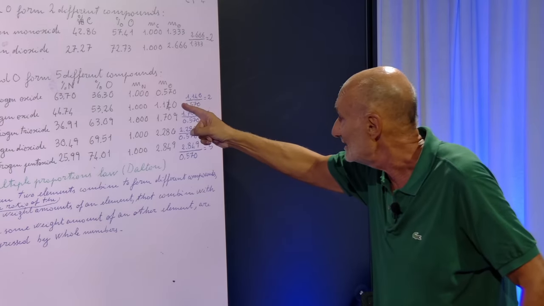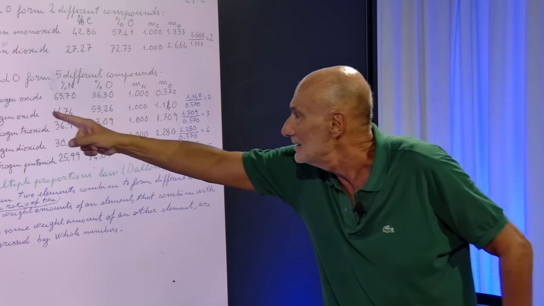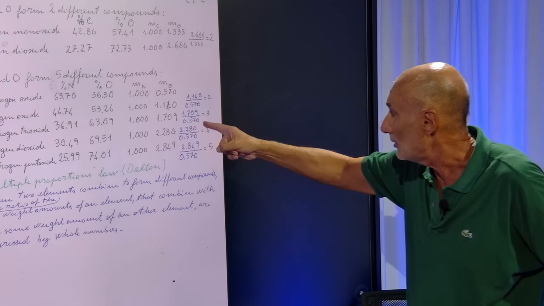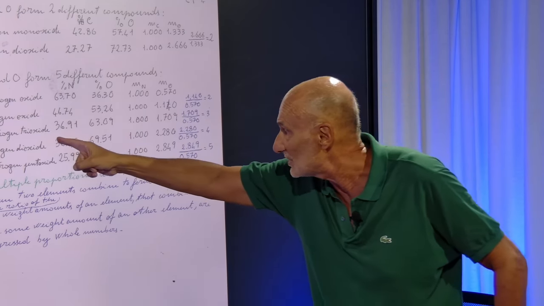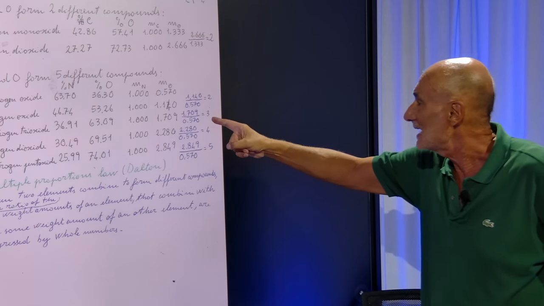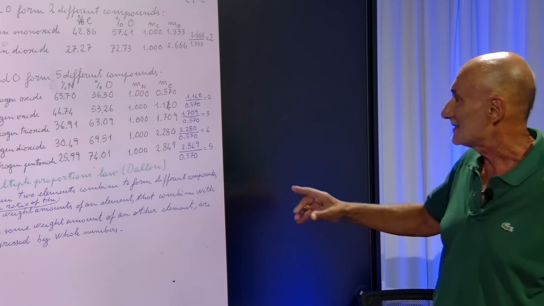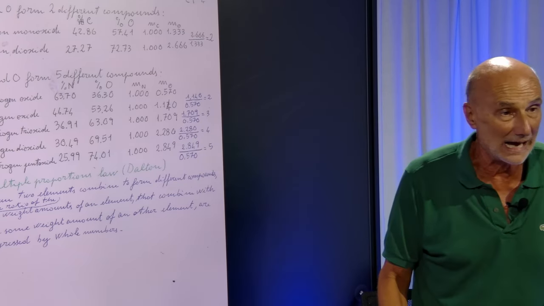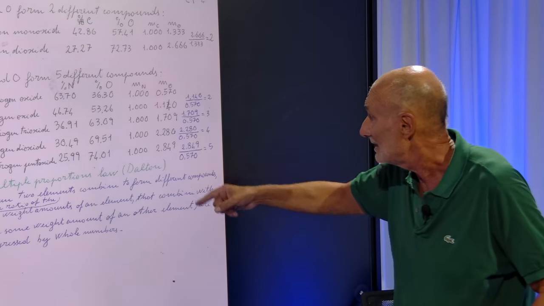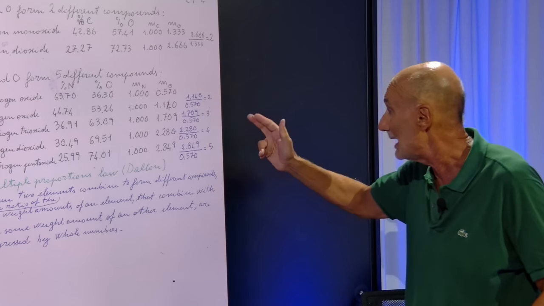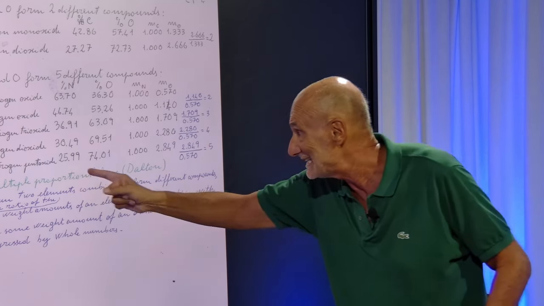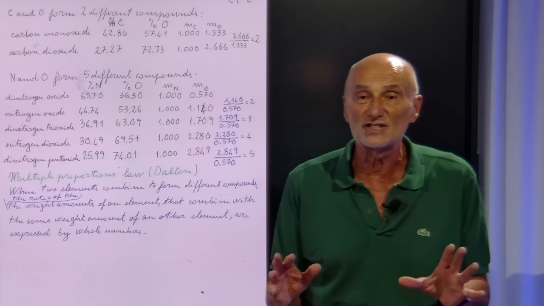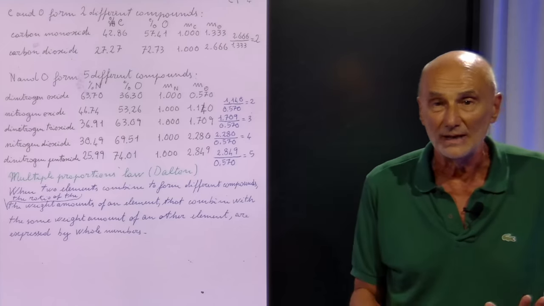The mass of oxygen that is bound to 1 gram of nitrogen in nitrogen oxide is 1.14. The mass of oxygen which is bound to 1 gram of nitrogen in dinitrogen trioxide is 1.709 grams. The mass of oxygen which is bound to 1 gram of nitrogen in nitrogen dioxide is 2.28 grams. And finally, the mass of oxygen which is bound to 1 gram of nitrogen in dinitrogen pentoxide is 2.849. Now, let's do the same simple operation that we have been doing in the previous case.